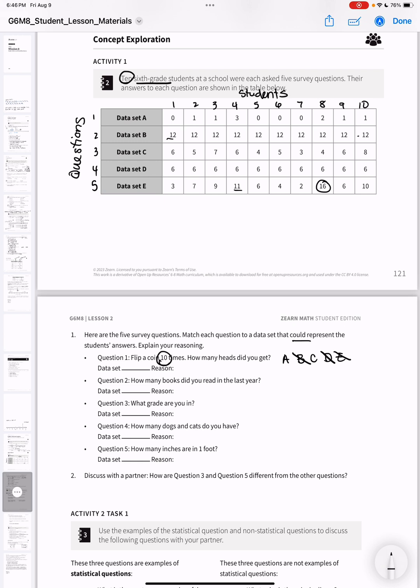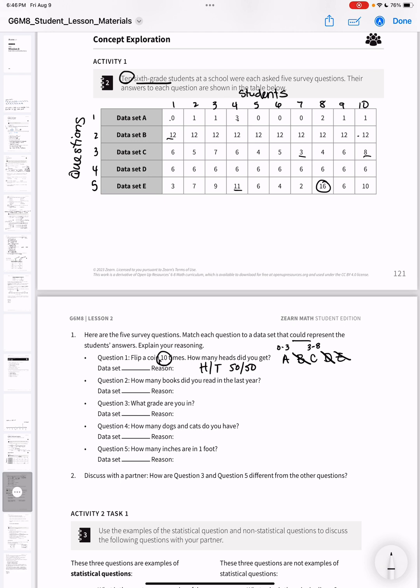A's data set has 0 to 3. So the lowest data point is 0 and the highest data point is 3. So 0 to 3. And C is 3 to 8, it looks like. 3 to 8. Well, when you flip a coin, you have heads and tails. That's a 50-50 chance of getting heads or tails.